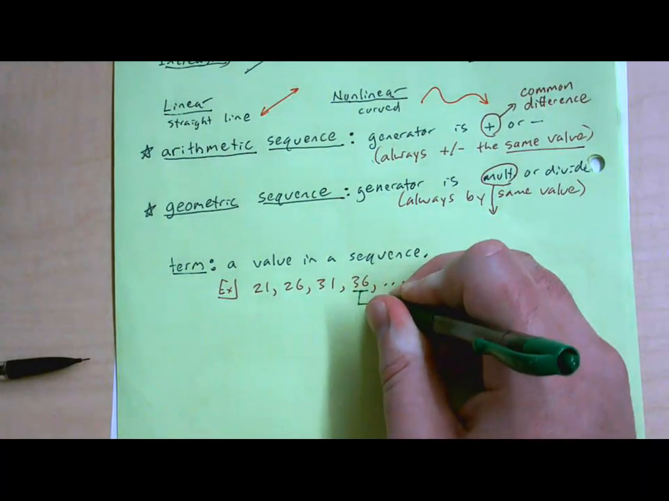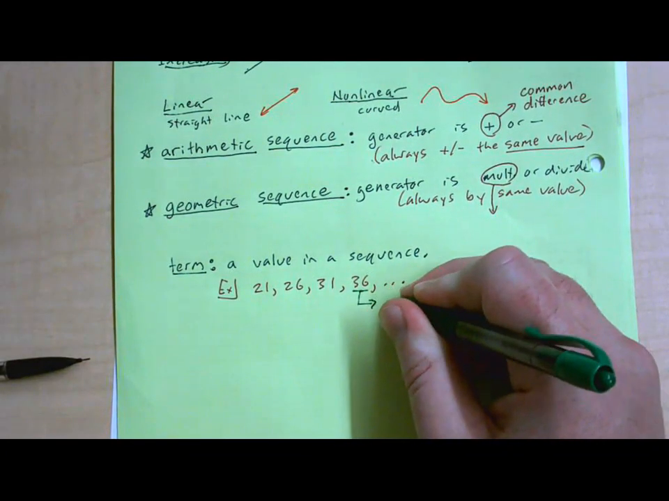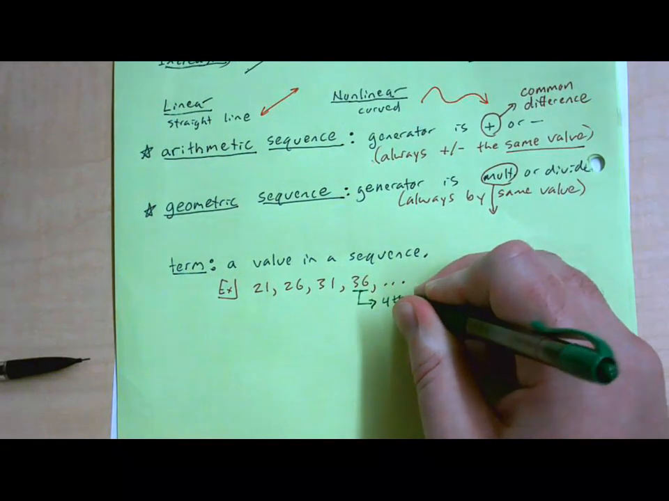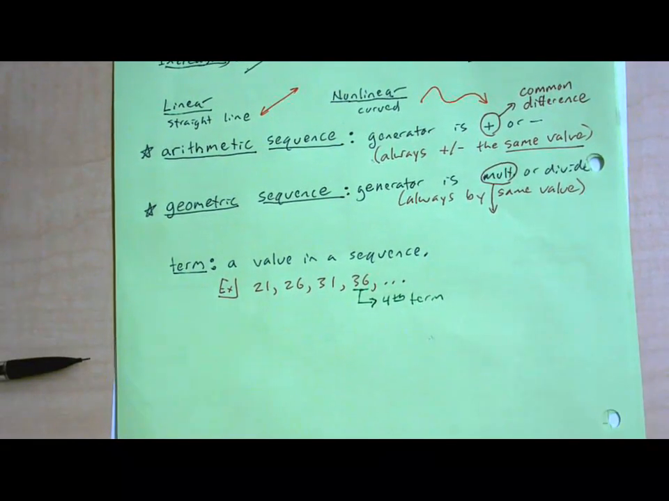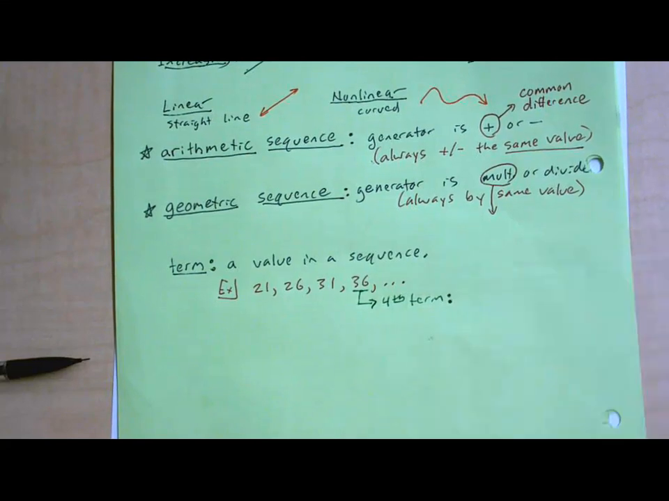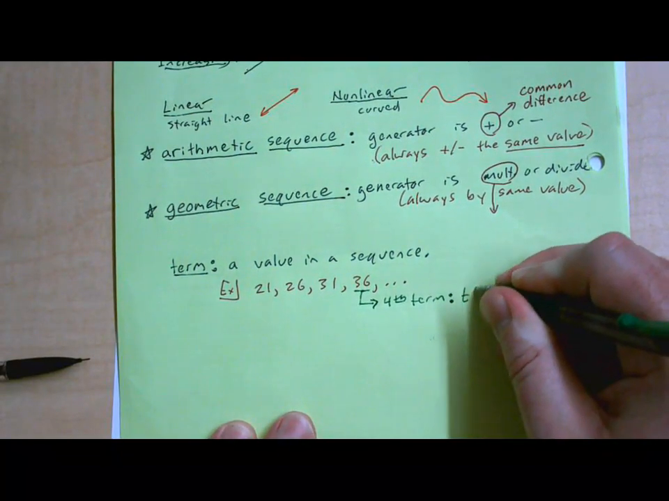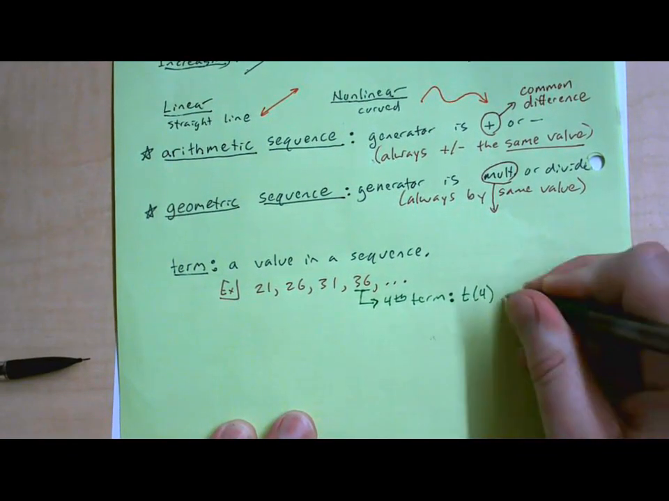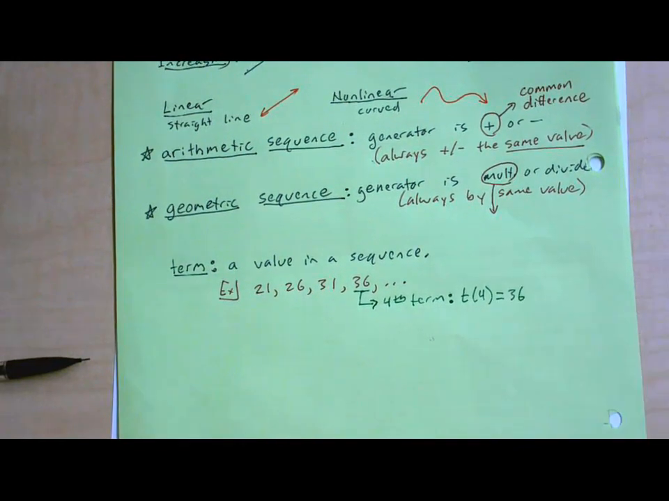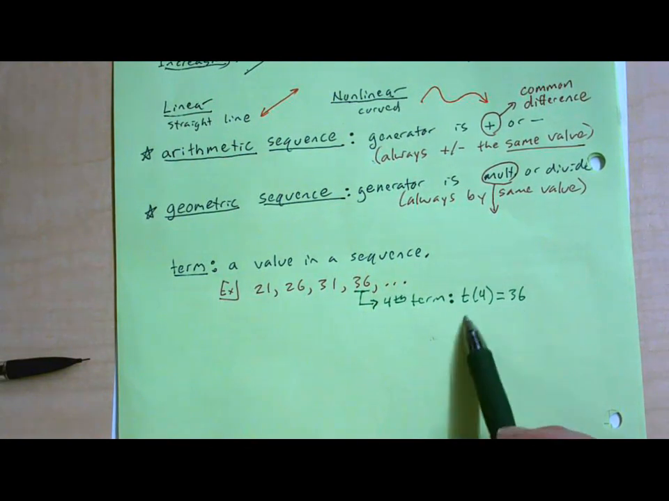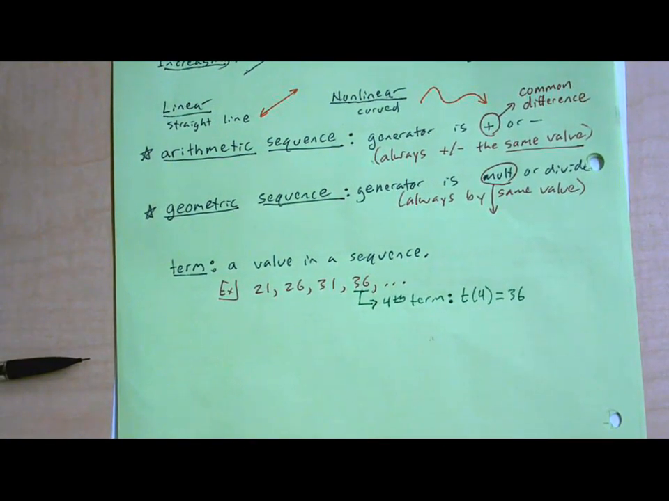36 is the fourth term. But we don't have to write out fourth term each time. There's a shortcut to this. We learned the shortcut for this today. What can we write instead of writing out fourth term? We can just write T of 4. So our fourth term is 36. T of 4 equals 36. So when we see that, we think in our heads, oh, I know that the fourth term is 36.